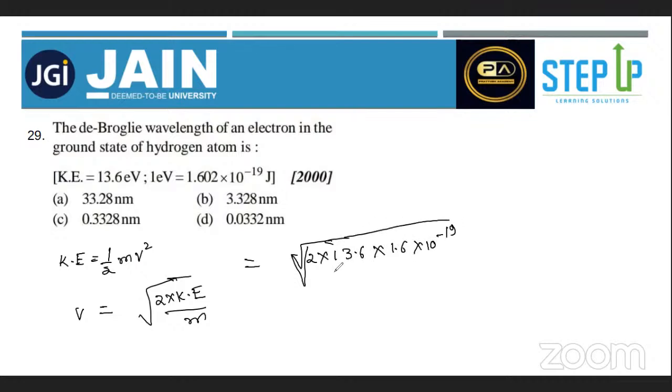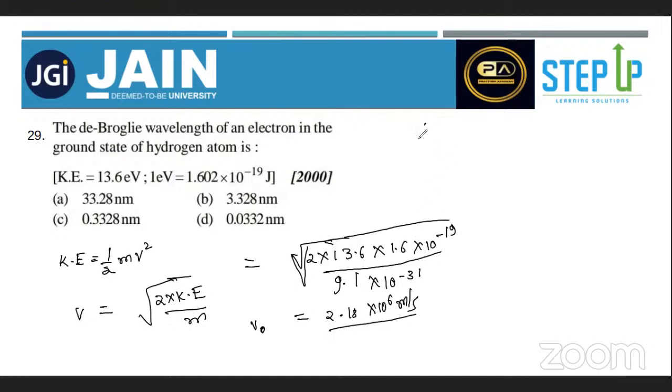And the mass of the electron is 9.1 into 10 raised to minus 31 kg. When we solve this, the answer is around 2.18 into 10 raised to 6, which, according to the boards, is also the value we find for Vn, that is V1 or V0. So this is the velocity we are getting.